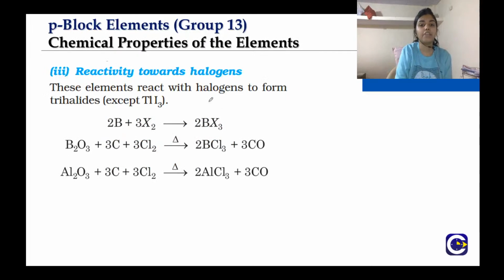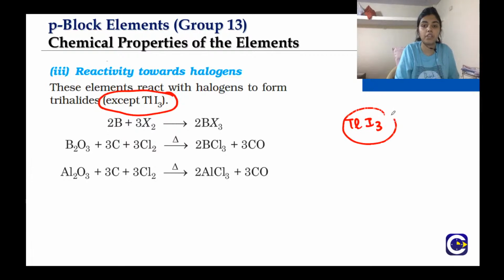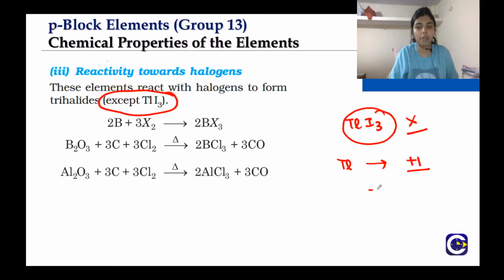Now, reactivity with halogens to form trihalides. This is very much important, that thallium I3 is not formed. Why is it not formed? Because thallium wants to exist in its +1 oxidation state, because the +1 oxidation state of thallium is more stable than the +3 oxidation state due to the inert pair effect that we covered in the last class. Right? What was the inert pair effect?